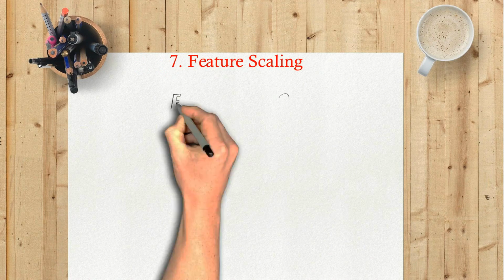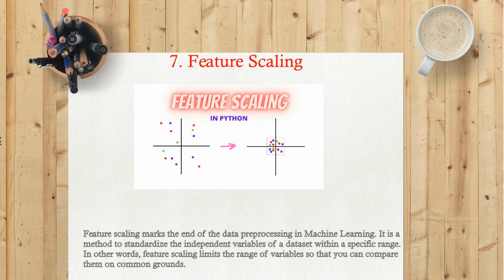7. Feature scaling. Feature scaling marks the end of the data pre-processing in machine learning. It is a method to standardize the independent variables of a dataset within a specific range. In other words, feature scaling limits the range of variables so that you can compare them on common grounds.